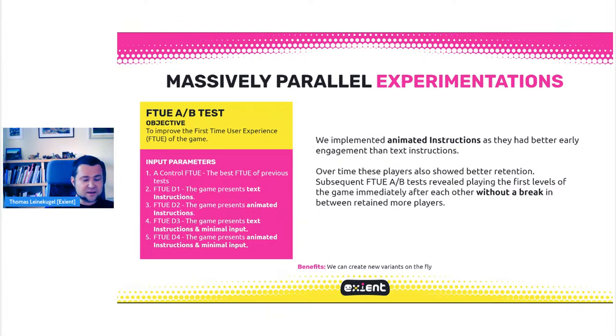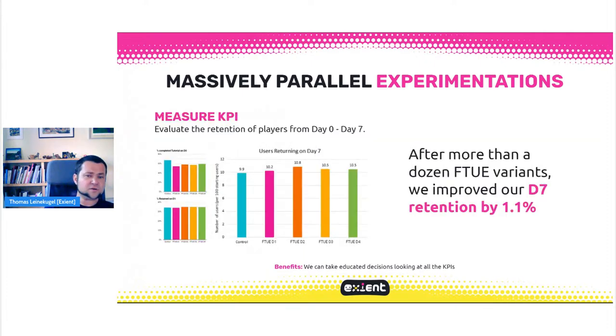And then we applied the remote config. The first thing was to do massive A/B tests. We are a huge fan of A/B tests with multiple variants, and that allowed us to do that. One example here is the FTUI. We tried different things, animated instructions instead of text, and then we tried different flows, and we made probably more than a dozen FTUI variants.